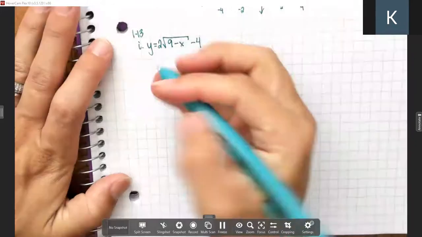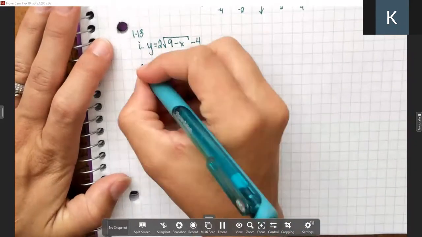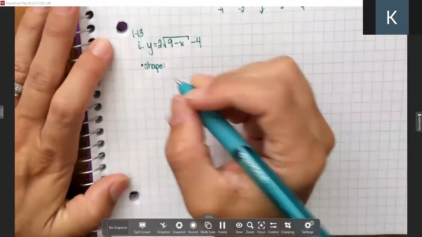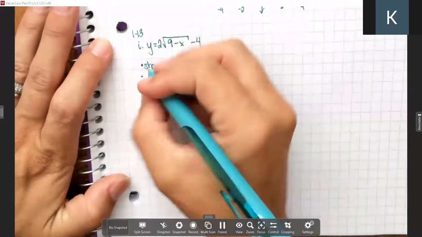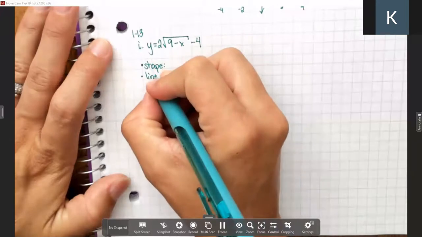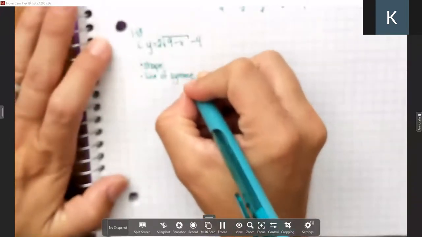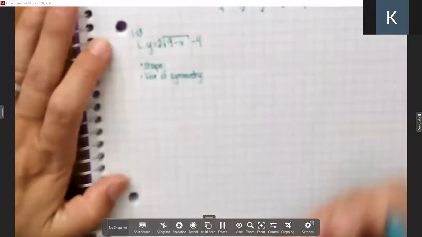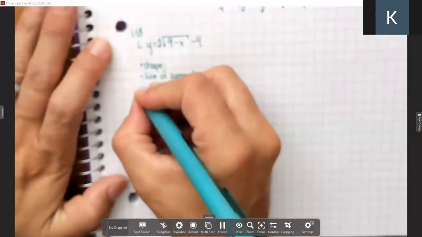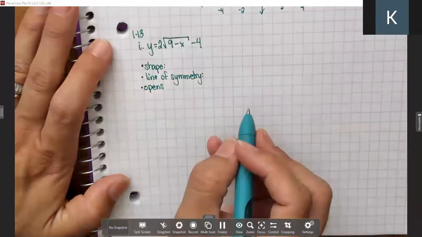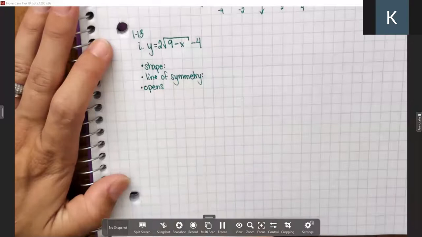So I'm going to list those on my paper ahead of time so I don't have to come back. So shape, line of symmetry, so again, in your notebook, copy all of those down. Opens, and then I'm going to leave it blank and not write up or down. I'm going to write that in as we see it.